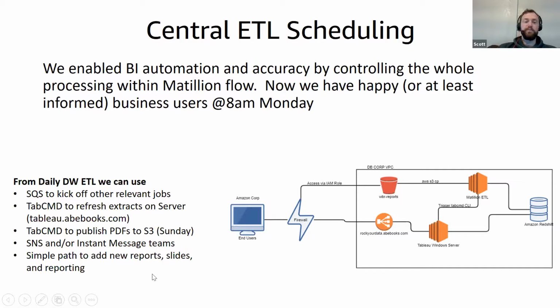And then we use SNS or SQS to push other relevant jobs that we want to run depending on what's happening. So if we see that Tableau server is not up to date yet, then we won't run a generation of a PDF for a weekly deck. Instead, we might reattempt the refresh until we sync everything up, and we can do all of that with scripts. It's really made things easier.